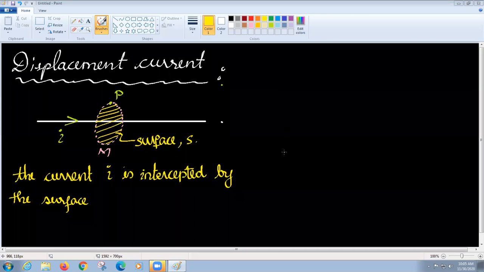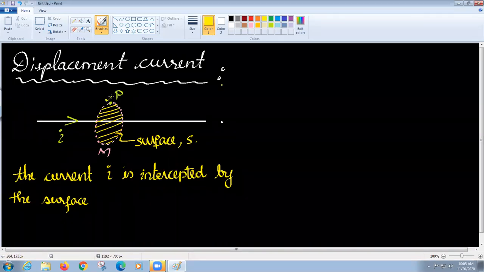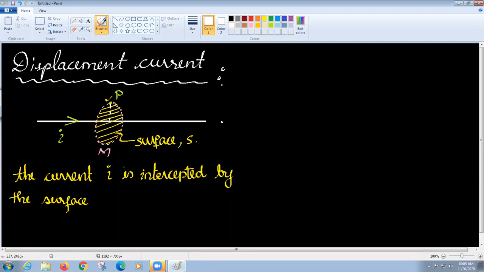Okay, thank you. See, displacement current. We took a straight piece of wire like this, in which there is a current I. The current I is carried by this conductor. Now we took a point P. Passing through point P, we drew an Amperian path, say in pink color, M. Now say from this wire, the point P is located at a distance R.